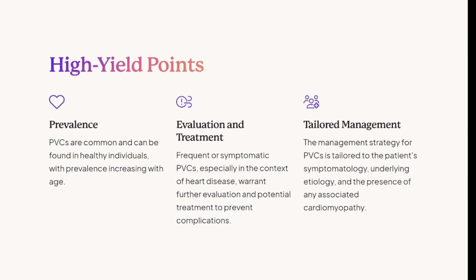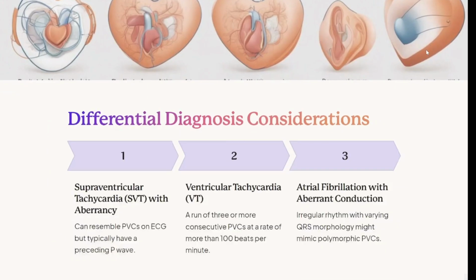Supraventricular tachycardia, SVT with aberrancy, can resemble PVCs on ECG but typically has a preceding P wave. Ventricular tachycardia, VT: a run of 3 or more consecutive PVCs at a rate of more than 100 beats per minute. Atrial fibrillation with aberrant conduction: irregular rhythm with varying QRS morphology might mimic polymorphic PVCs.